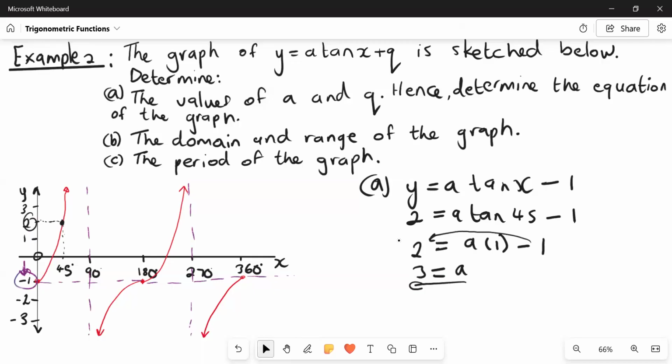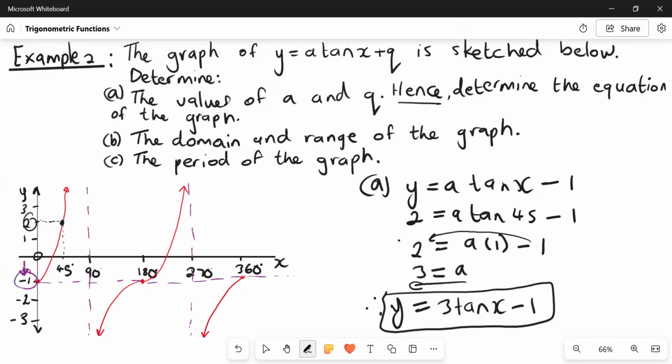Now give us the equation because they said hence. So when they say hence, they're saying whatever you have, use it to get the follow-up question. So you have y equals a, that's 3 tan x minus 1. So this is the equation of the graph. I hope it makes sense.